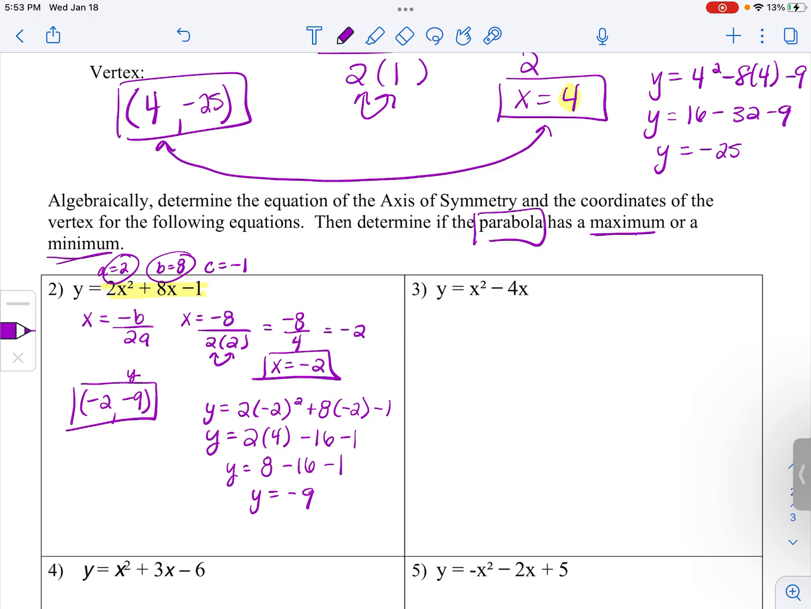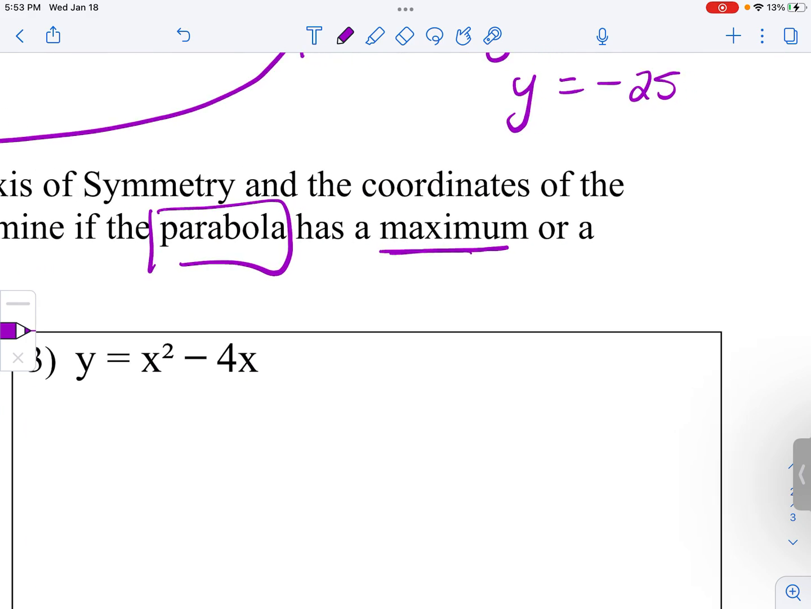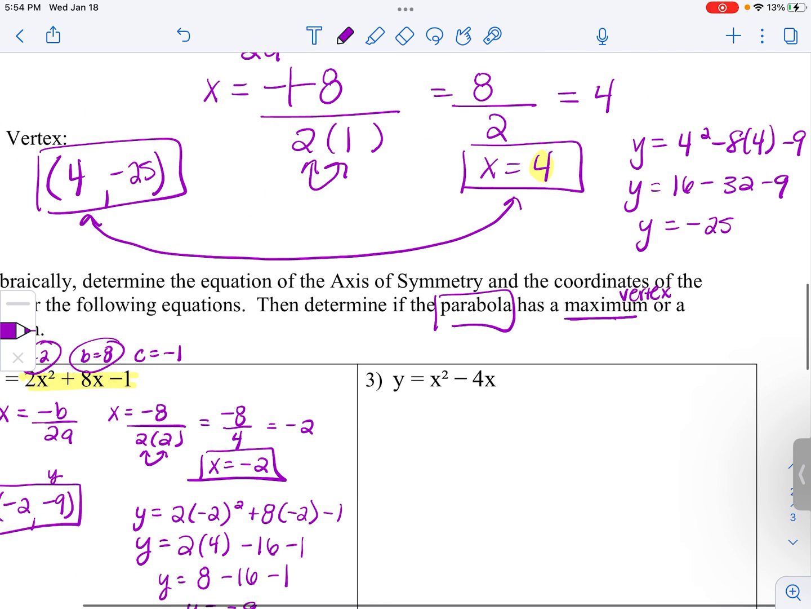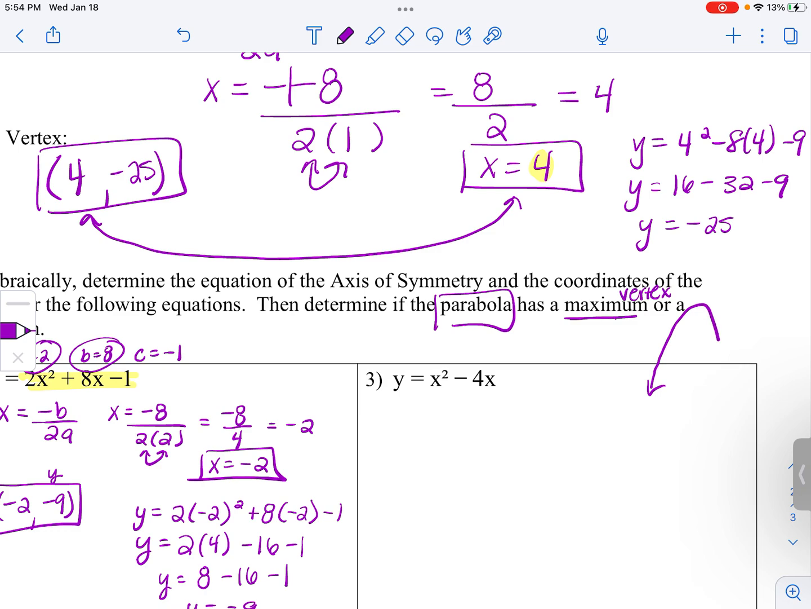A max and min are always referring to the vertex. So if it's a max, it has to be at the top. In order for it to be at the top, it needs to be one of our parabolas that open downward, because that means the vertex would be all the way at the tippy top. This is a max.